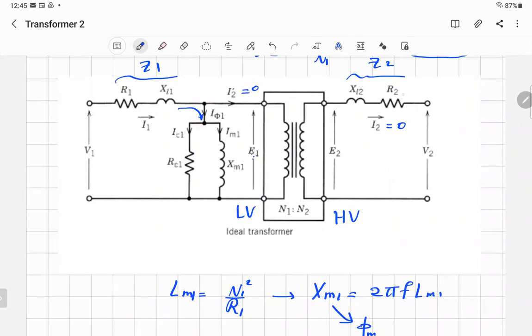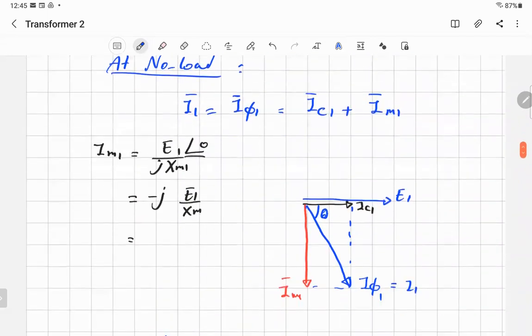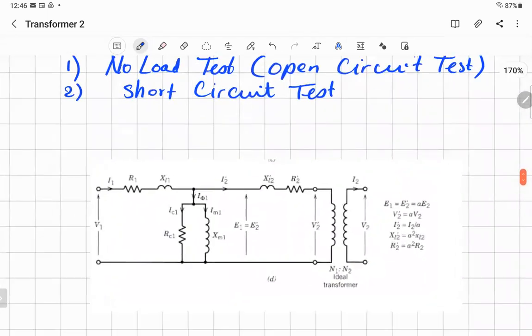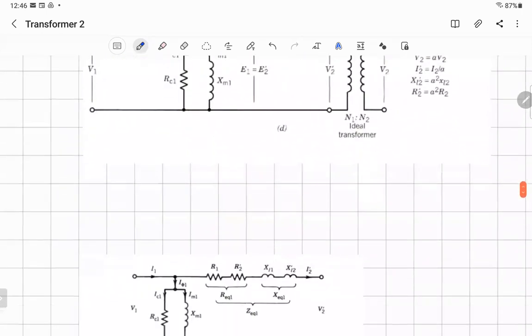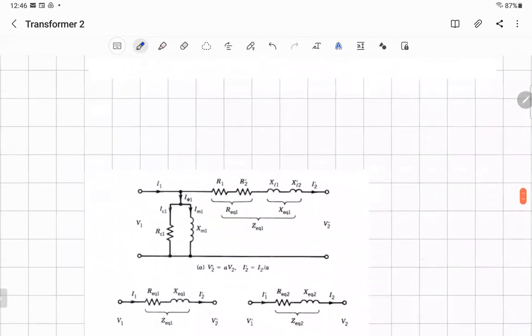So I'm going to move R2 and XL2 to the primary winding. That's what I did here. I moved it, so it becomes R2 dash and XL2 dash. And you have here R1 and X1, and you got this branch in the model. That makes it easy, and we can simplify it more. Here you go. That's what we got.